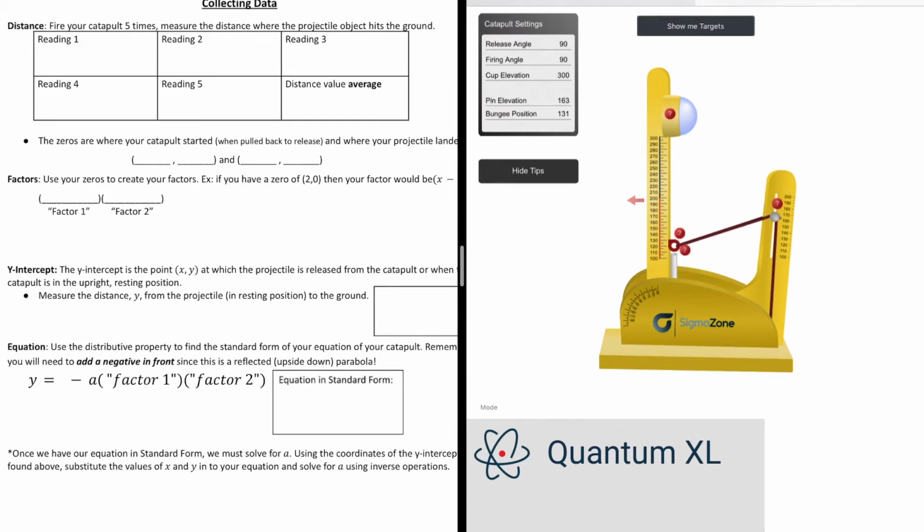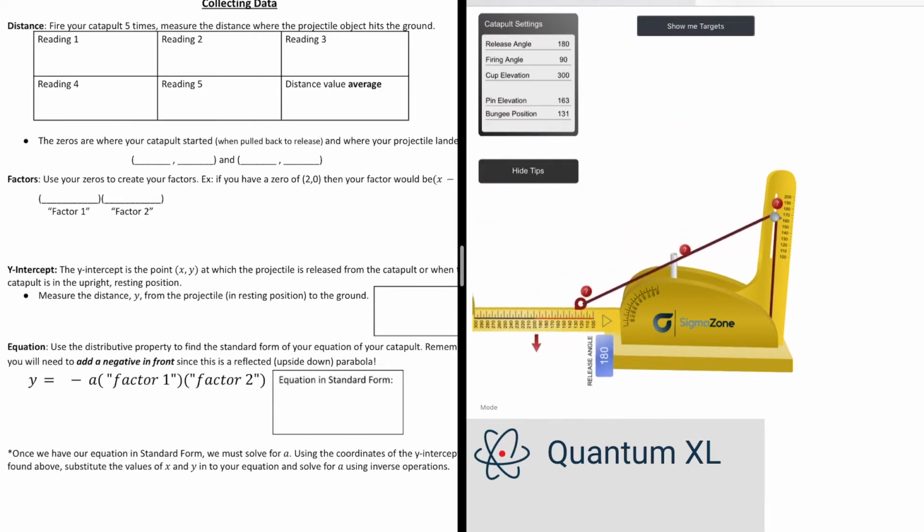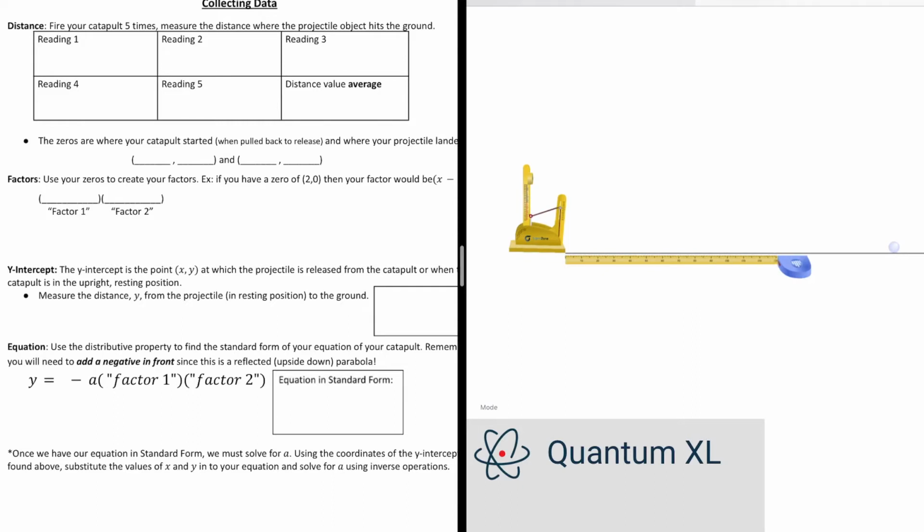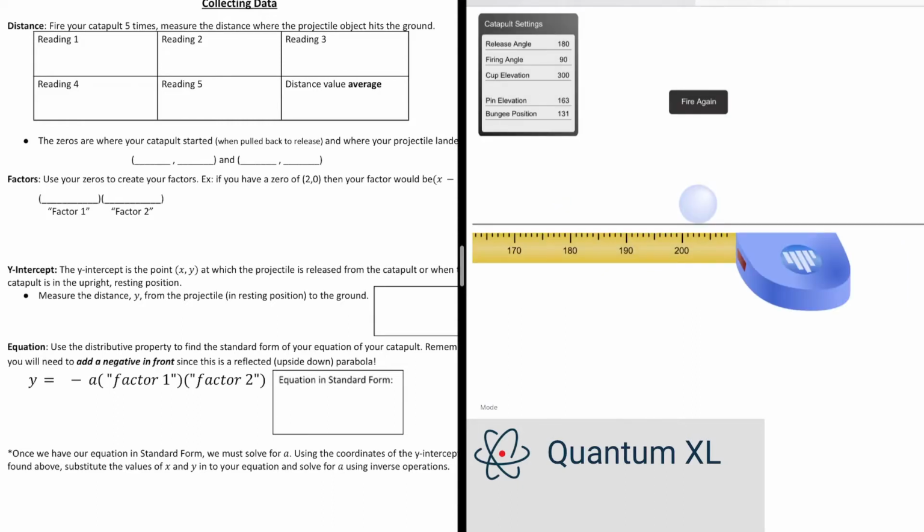The other thing we want to make sure, this should be defaulted, but the ping pong ball should be all the way up at elevation 300. And you're just going to pull this arm all the way back, until the release angle says 180 degrees, and then let go. It'll measure it for you.